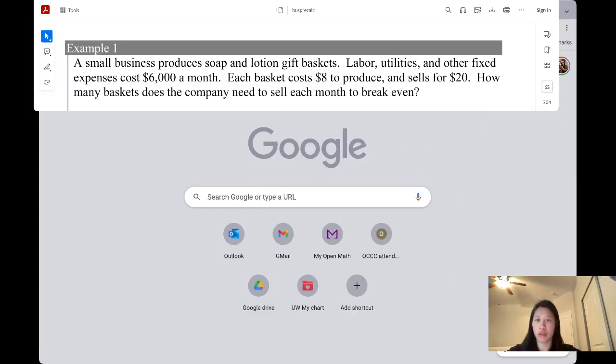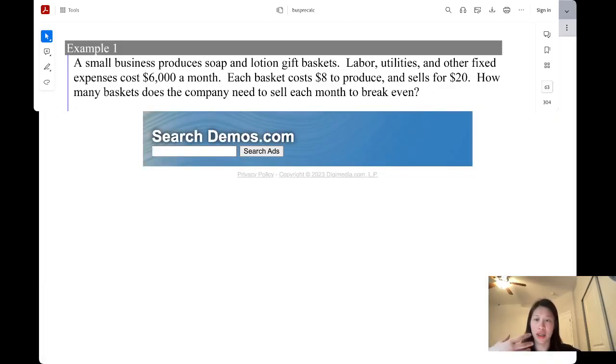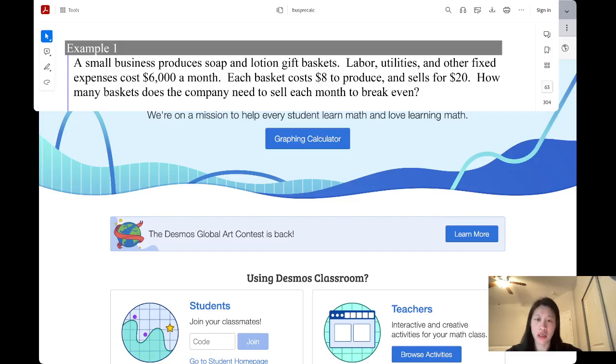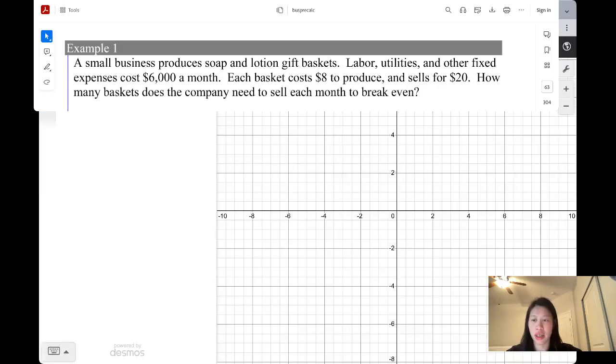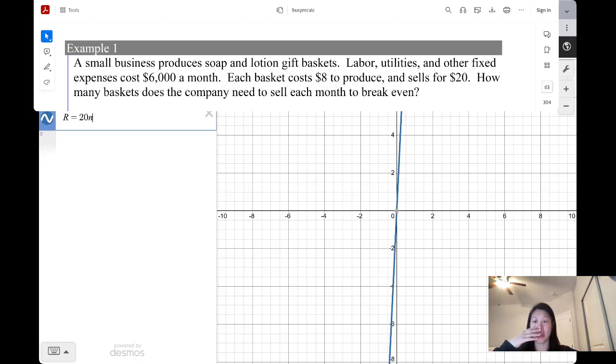Okay, so Desmos is the online graphing calculator that I use. On the top, you will see math tools. Click on here, in the drop-down menu they have a graphing calculator. And then you type in the two functions that you need. The cost equals 6,000 plus 8n. And then the revenue equals 20n. Okay, so you see the red represents the cost function, and the blue line represents the revenue function. Of course, you can also change the color here.